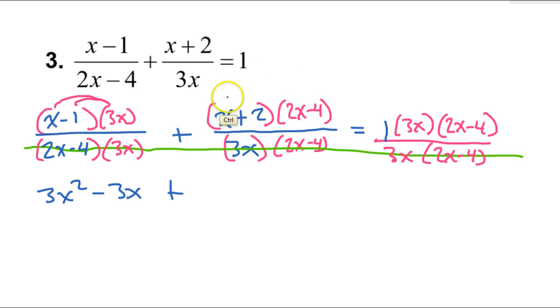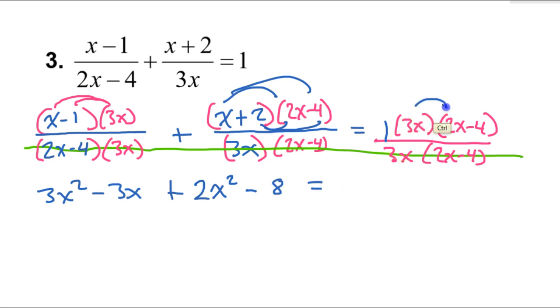And these, I need to double distribute or FOIL, whatever you want to call it. X times 2x, that is 2x squared. Okay, inner I have 4x. Outer I have negative 4x. Interesting. I have 4x and negative 4x. So those will cancel each other out. But then I have 2 times negative 4 is negative 8.